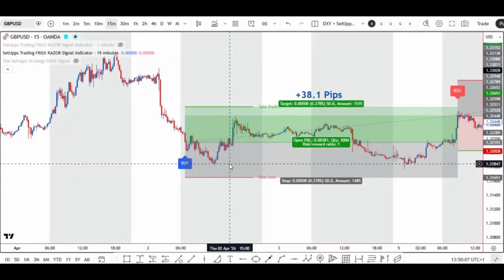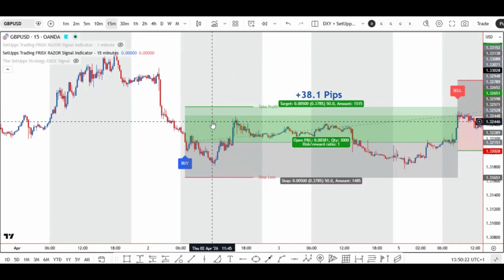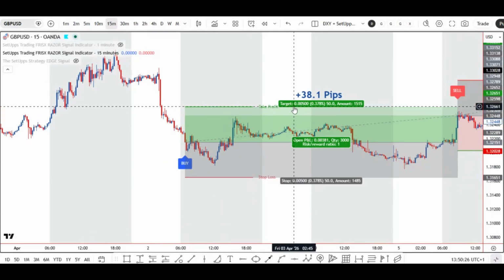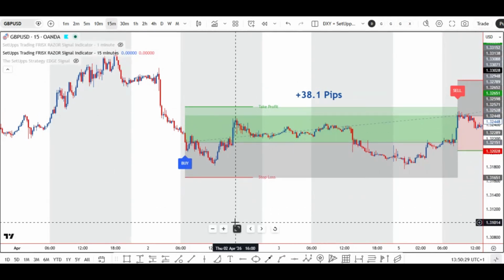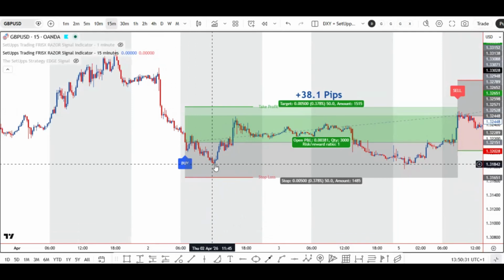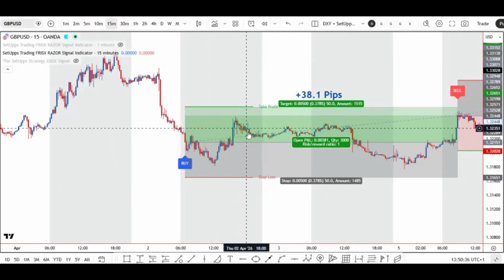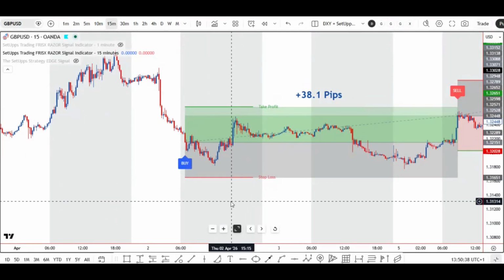So on the 1 minute chart, the Frisx 1 minute, it's set to a 20 pip stop loss and a 1-to-1 risk reward ratio: 20 pip stop loss, 20 pips profit. And on the 15, it's set to a 1-to-1 as well, but 50 pips stop loss, you can see, and 50 pips TP. So if it hits stop loss, then obviously you lose 50 pips. If it hits TP, then you gain 50 pips.